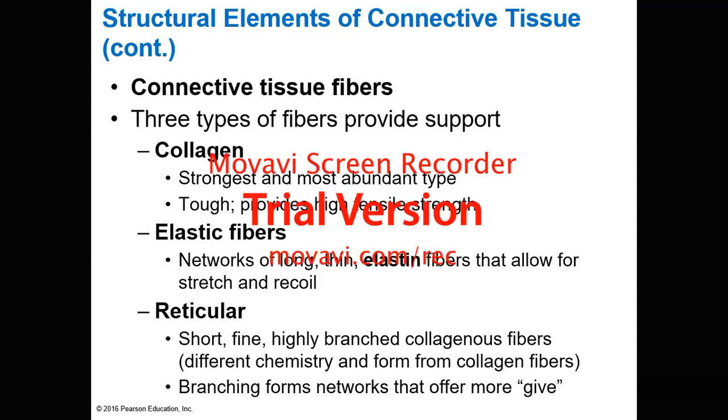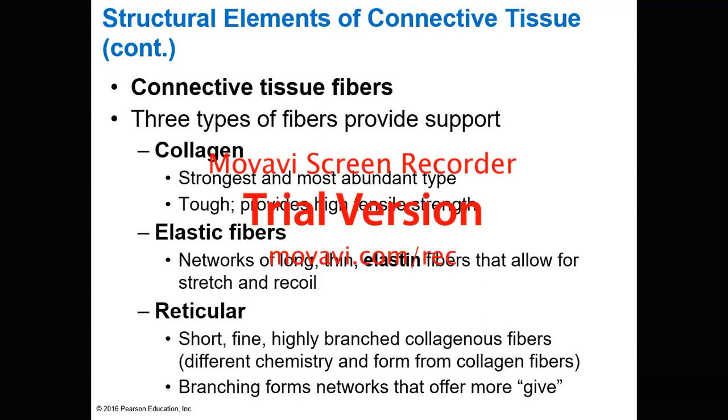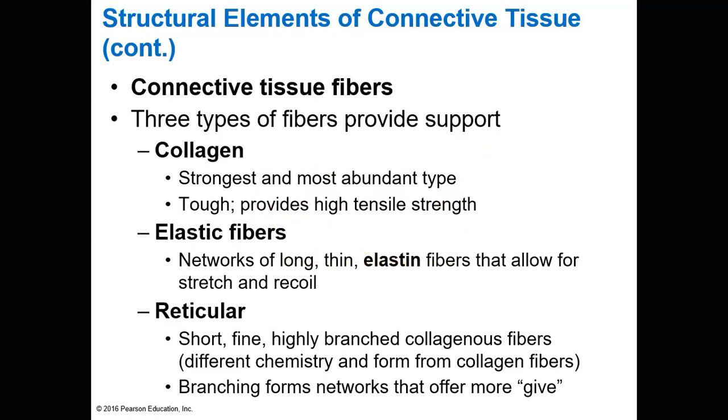All right, and then elastic fibers. Also, when you're looking at the slides of the different tissues, collagen tends to stain pink. And then you have elastic fibers, which are networks of long, thin elastin fibers that allow for stretch and recoil. They tend to stain dark purple. Sometimes they almost look kind of black depending on how bright the background is, but they tend to stain more dark purple, and you'll see what I'm talking about when we look at some images.